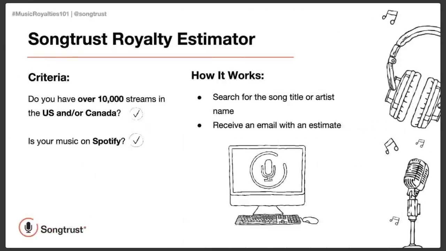Very important note, my favorite part, we have this royalty estimator on our website. So if you go to songtrust.com and type in your song, as long as you have over 10,000 streams in the US or Canada, you can type in your song and select it from the Spotify platform. What we're looking at is the title of your song or artist name, and we're searching some data, and we're helping provide you a super conservative estimate of what you would be owed in streaming royalties.